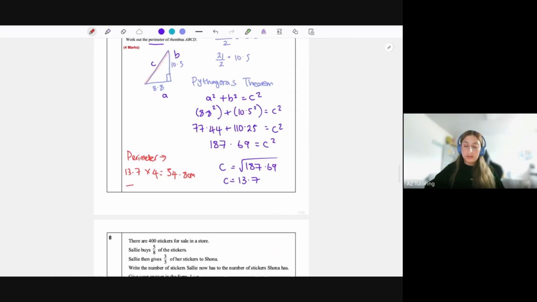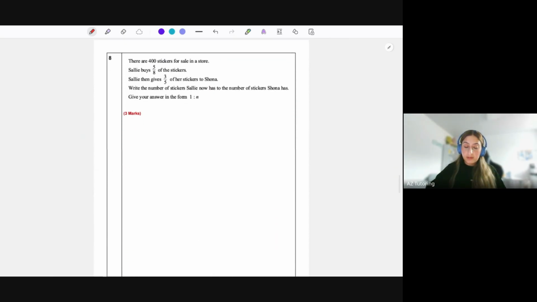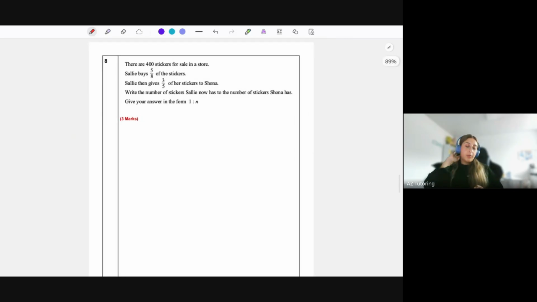So next question. Right, a 3-mark worded one. The question says there are 400 stickers for sale in a store. Sally buys 5/8 of the stickers. Sally then gives 3/5 of her stickers to Shona. Write down the ratio of the number of stickers Sally now has to the number of stickers Shona has.